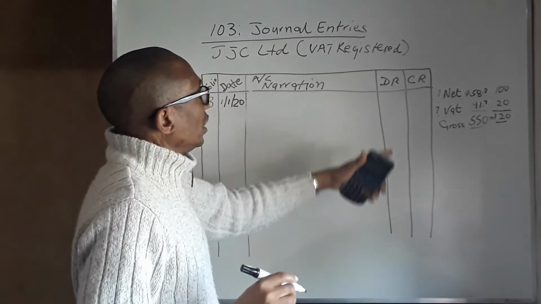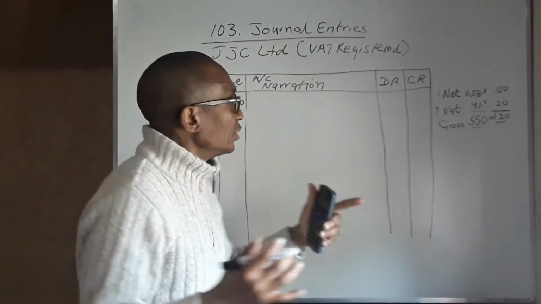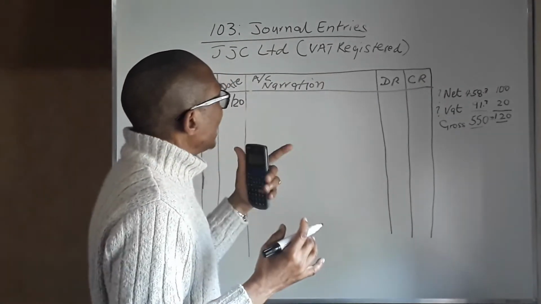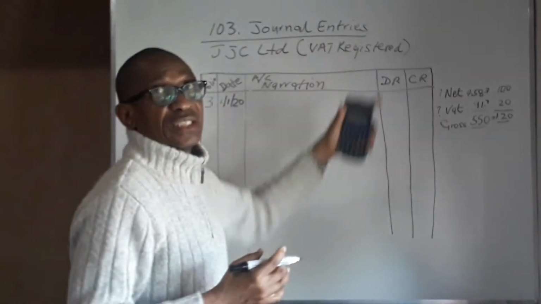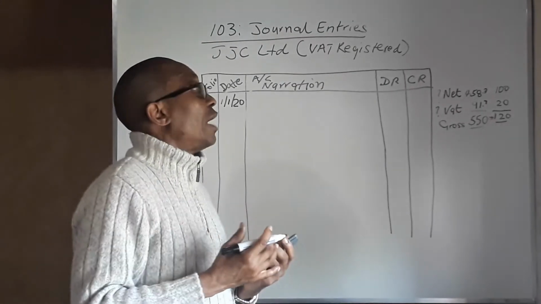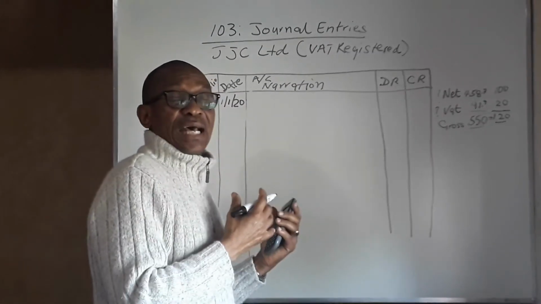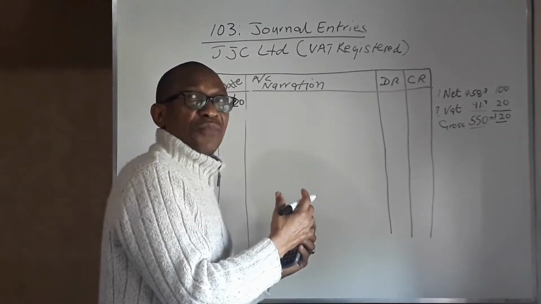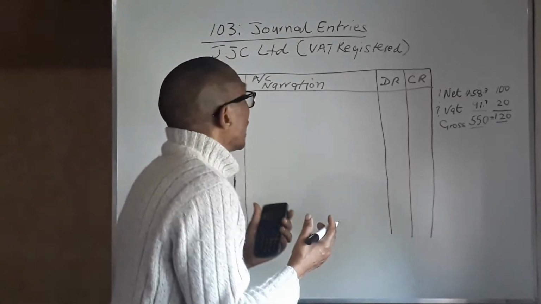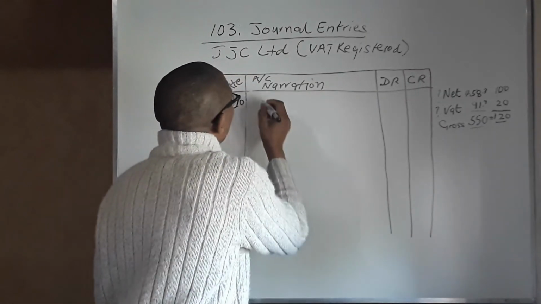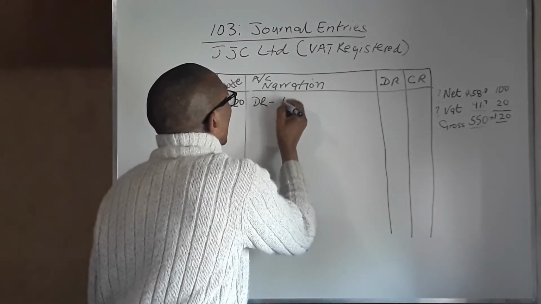So you see, it will need us to deal with 3 accounts. The first one to be debited is the computer account. Because once you are VAT registered, you don't charge all the cost into your account. You only charge the net, and the other part of it will go to the VAT account. So we have 2 accounts to debit this time. So we debit the account payable.